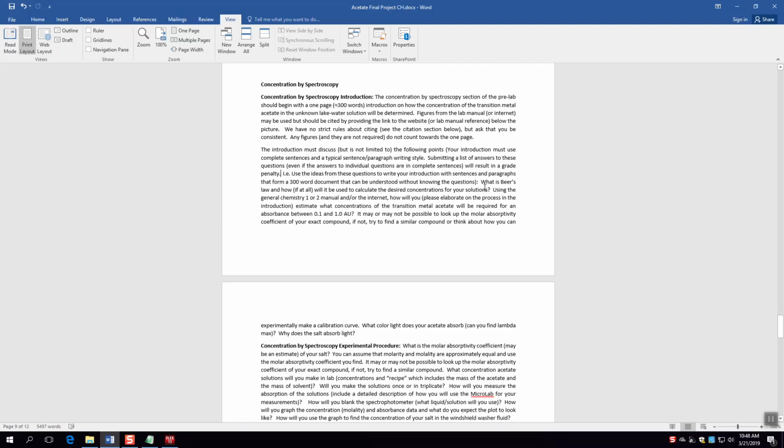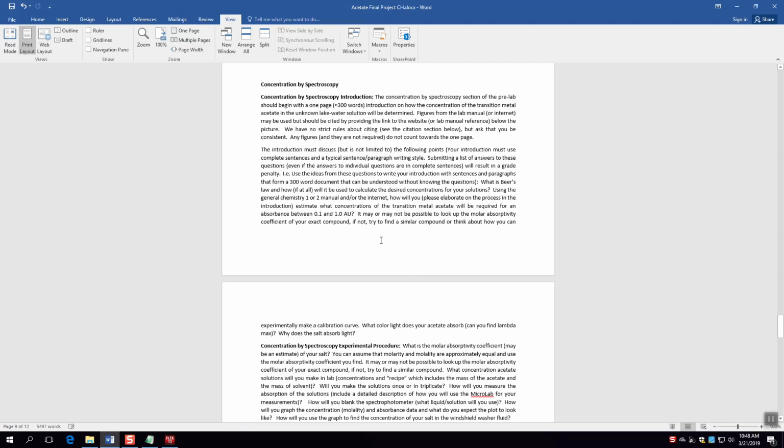If you look in here, it asks you things like, what is Beer's law, and how can you use that to find concentration of solutions? It suggests that you maybe look at the general chemistry manuals for how you can estimate concentrations, and what your linear range is. It also suggests that it may not be a bad idea to look up the molar absorptivity of your compound and talk about that in your introduction.